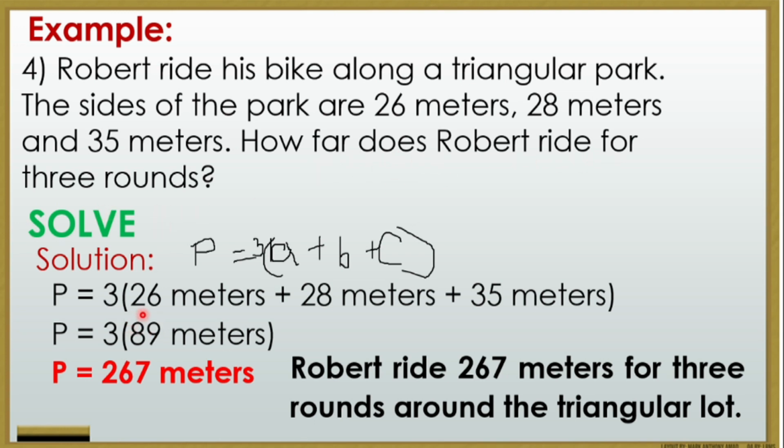Okay, so add it together, 26 plus 28 plus 35, the answer is 89 meters. Then multiply it by 3, the product is 268 meters. So therefore, Robert rides 267 meters for 3 rounds around the triangular lot. So that would be example number 4.